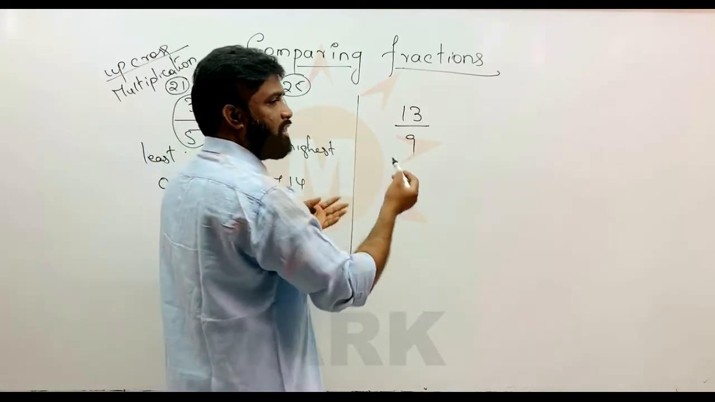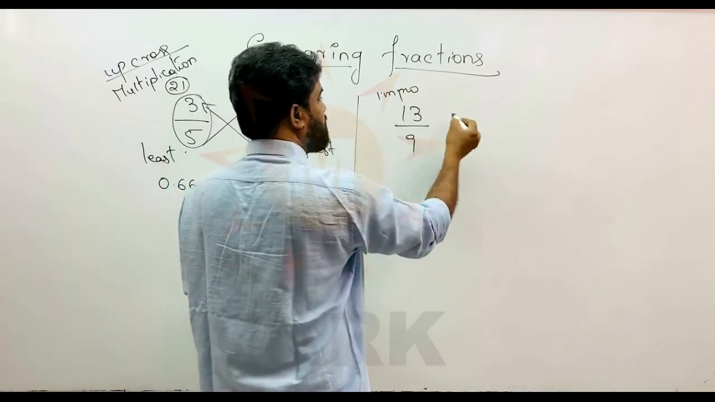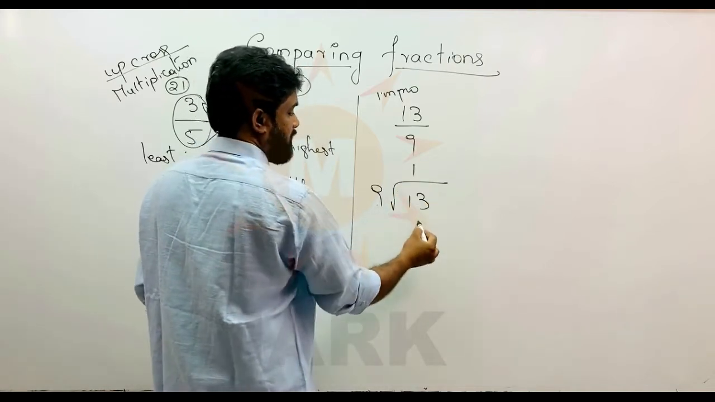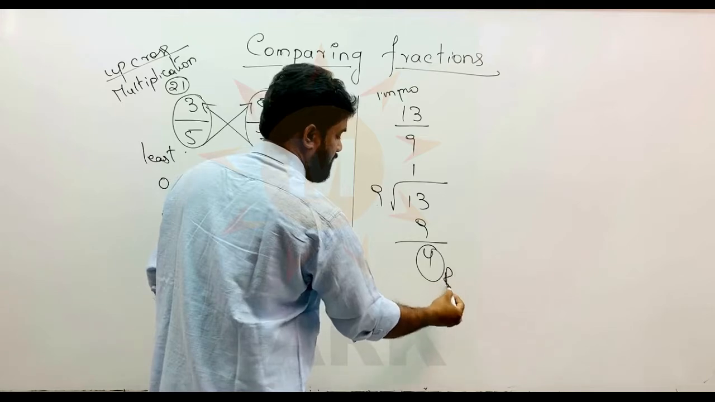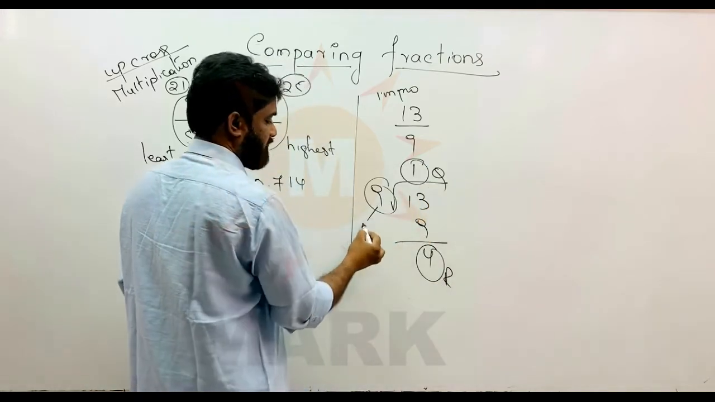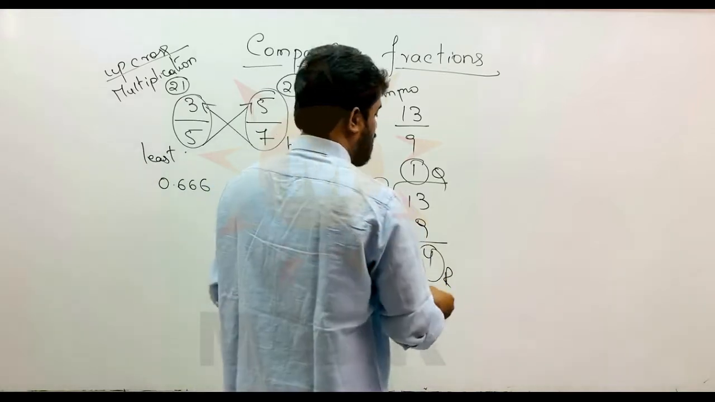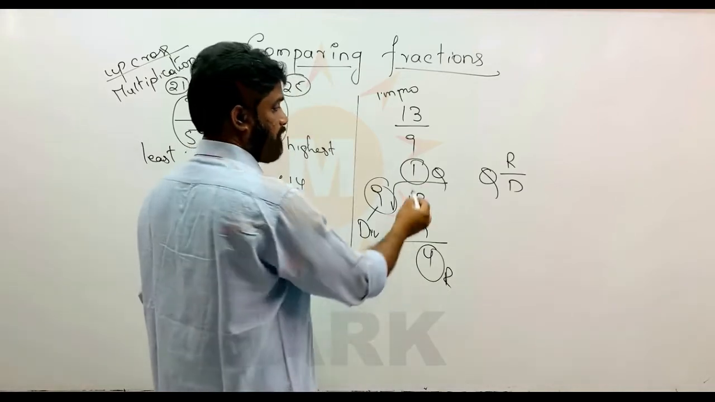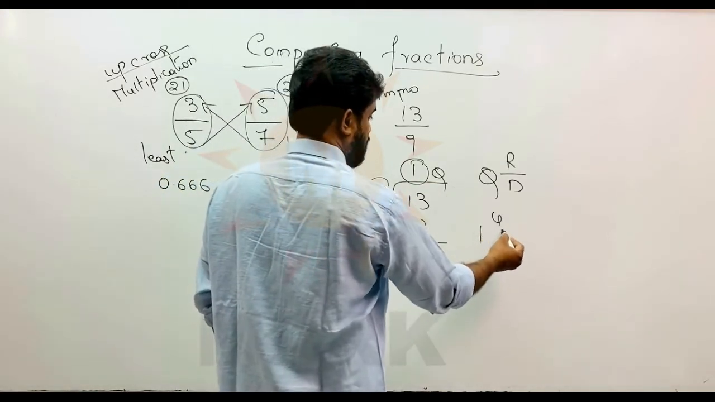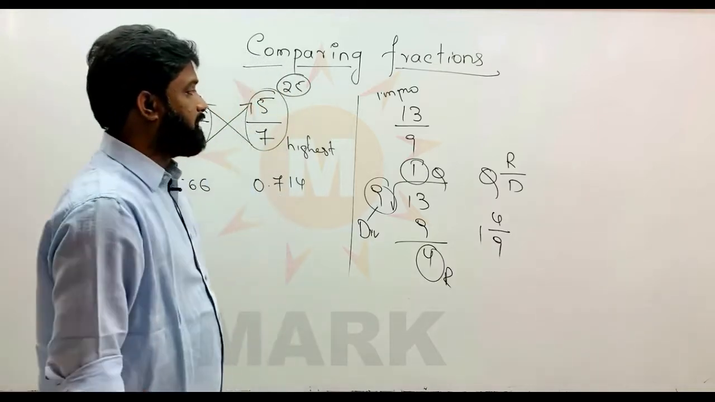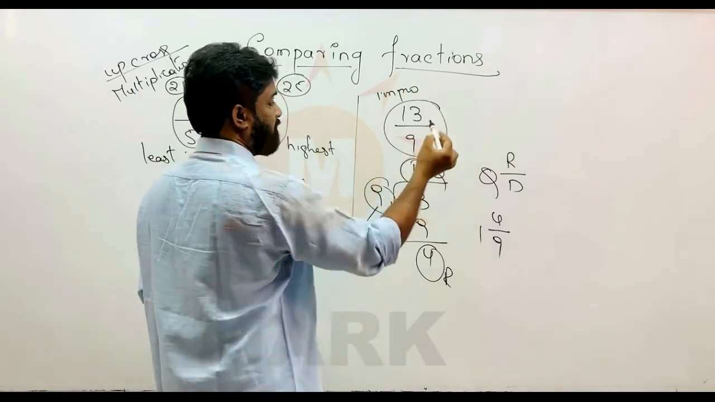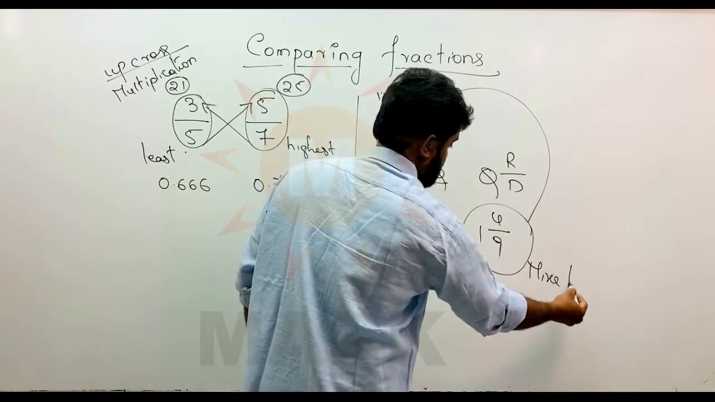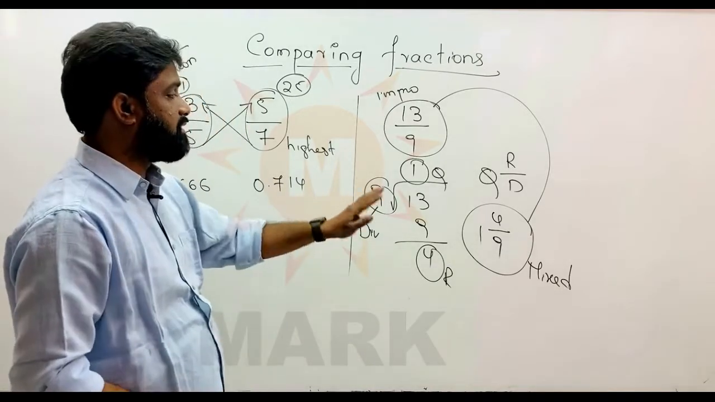Every improper fraction can be converted into a mixed fraction. How to do it? This is 9, this is 13. 9 ones are 9. So here comes 4 as remainder. This is remainder, this is quotient and this is divisor, right? How to write it? My dear friends, quotient, remainder by divisor. This is how we write the mixed fraction. One time, and the remainder here is 4 by 9. 1 4 by 9 is the mixed fraction. 13 by 9, improper fraction, you can write it as 1 whole 4 by 9 as a mixed fraction. I know most of you know, just for the sake of reference I told you.